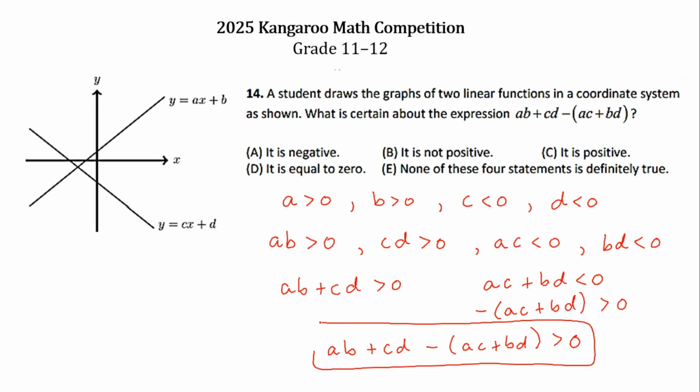Okay? Now let us look at the options. So it says in letter C that it is positive, so this is our final answer because the expression that we got is greater than 0.